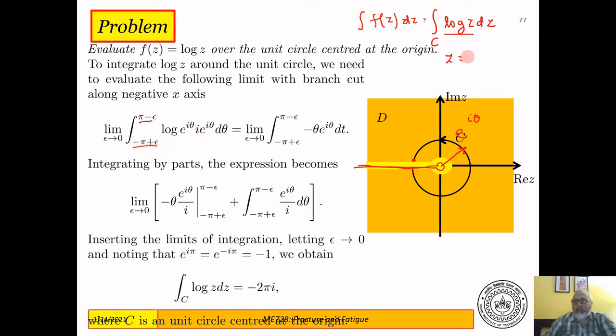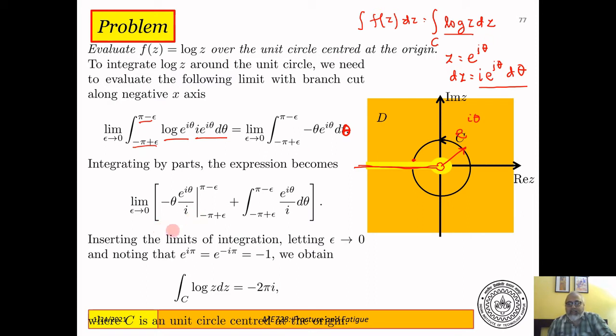So z is always e to the power i theta, which means dz is i e to the power i theta d theta. So this is dz. This is log z, and log e to the power i theta is just equal to i theta, and then i theta and i multiply to give you this minus. So this is minus theta e to the power i theta d theta. This is not dt, this is d theta.